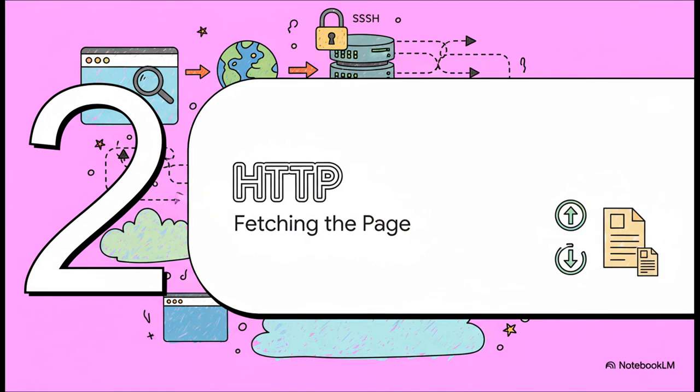All right, so we've got the IP address, DNS did its job, and we now know exactly where the server lives. So what's next? Well, now it's time to actually ask for the web page. And that is the job of our second protocol, HTTP.